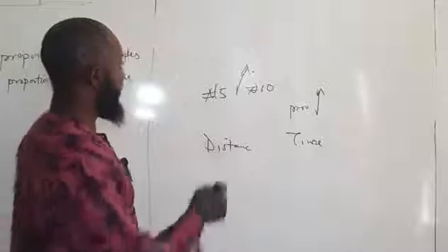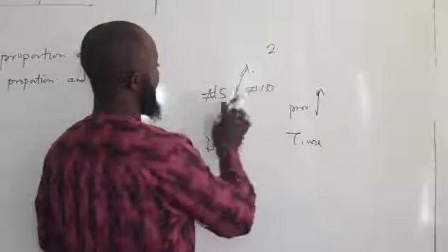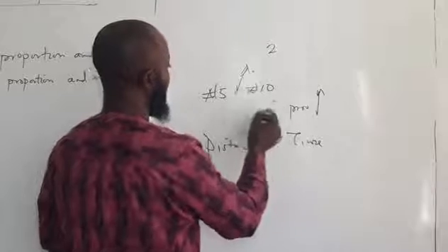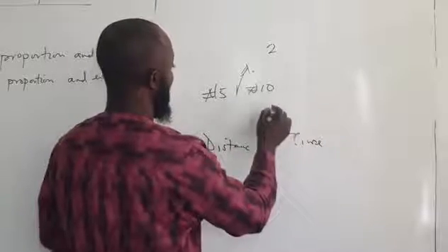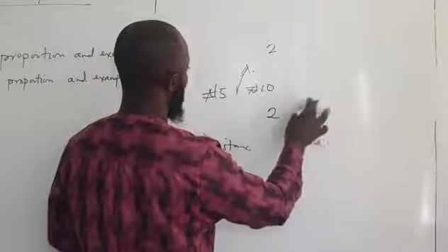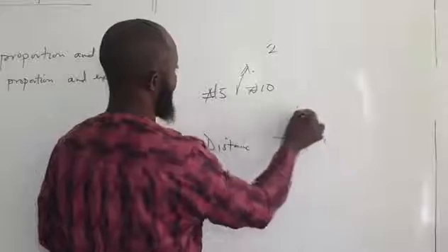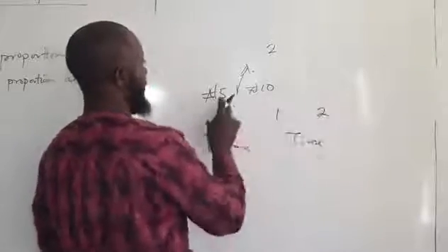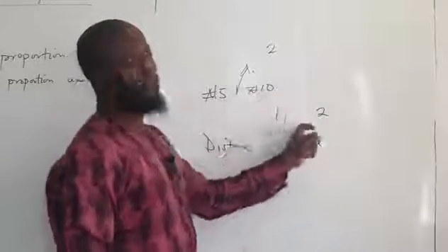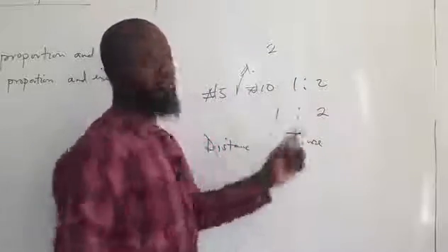So if you have 5 to 10, when the price increases from 5 to 10, the quantity increases from, let's say, 1 to 2. So the ratio of this one must be equal to the ratio of this one. This one also gives you 1 to 2, and 1 to 2.